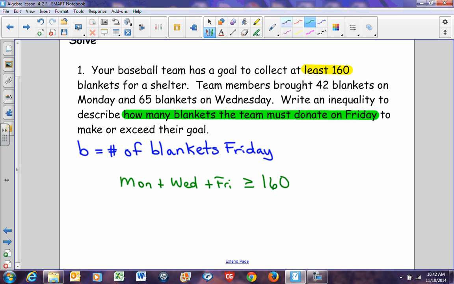Now I simply just need to substitute in what I know. Monday they brought in 42 blankets. Wednesday, they brought in 65 blankets. Friday, they brought in B number of blankets, because that's what we're trying to figure out. And together, that has to equal more than 160.